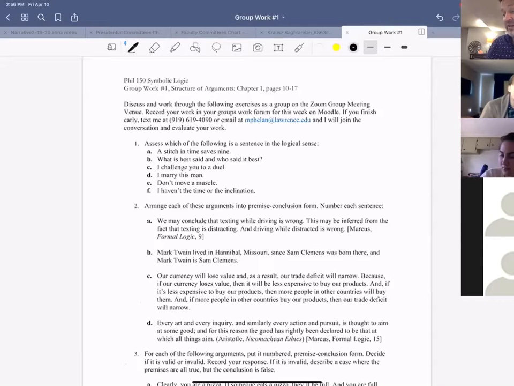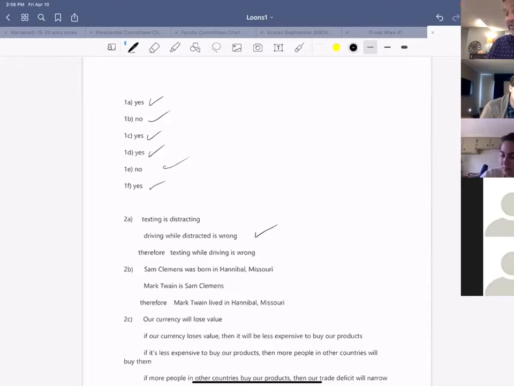Mark Twain lived in Hannibal, Missouri, since Sam Clemens was born there, and Mark Twain is Sam Clemens. So once again, I think that you guys used the clue word here, since, to identify the premises. So you identified Sam Clemens was born in Hannibal, Missouri, and Mark Twain is Sam Clemens as premises. And the conclusion again was, therefore, Mark Twain lived in Hannibal, Missouri. So you got that one right as well.